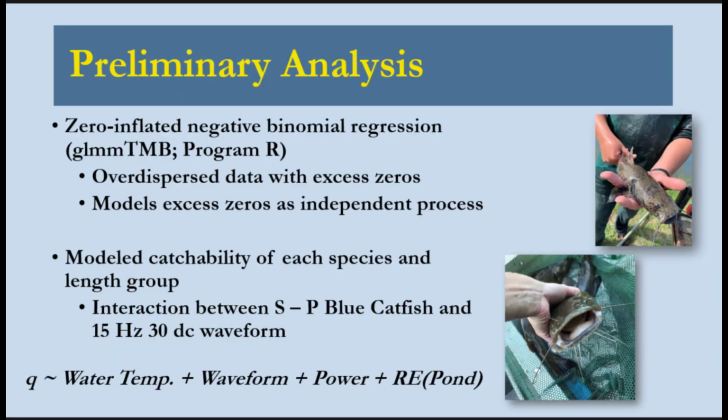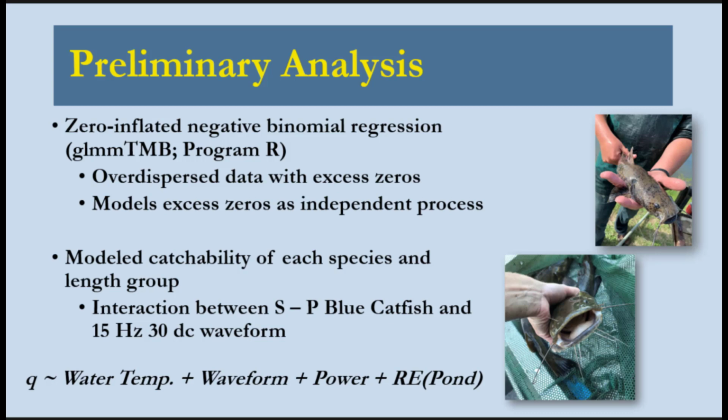Like Zach, we had a lot of zeros and highly variable data, so we used zero-inflated negative binomial regression, which is good for over-dispersed data. It models zeros, or unsuccessful trials, as an independent logistic process. We had a significant interaction between small blue catfish and the 1530 waveform, so we modeled by these 4 different species and length categories.